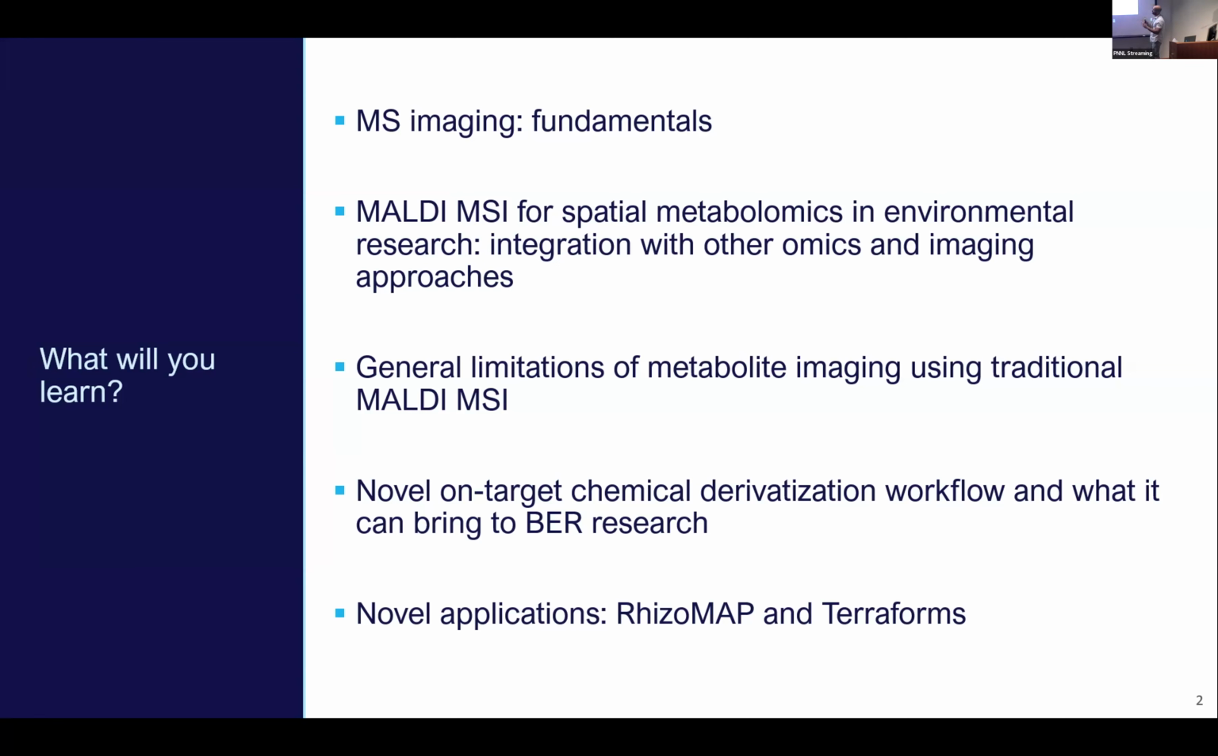But I also want to hint at some limitations of metabolic imaging using mass spectrometry imaging, and how here in EMSL we developed some advanced platforms that can bypass those challenges, particularly on-target chemical derivatization workflows. And then how we apply that in some of the platforms that we heard about today, especially TerraForms, but also another one, the RhizoMap, to see molecular distribution inside the rhizosphere.